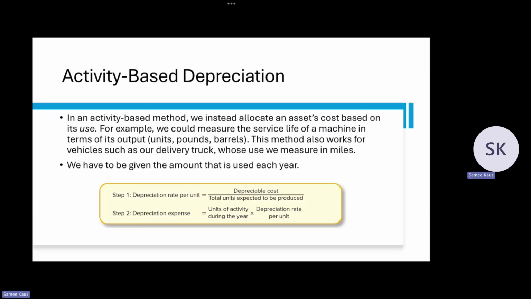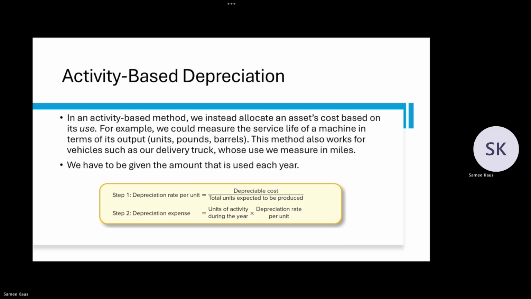So the last method of depreciation that we're going to talk about is activity-based depreciation. Activity-based depreciation probably makes the most sense to folks, because here I actually care about the amount that I'm driving this truck. I'm going to keep track of my miles, and I'm going to depreciate it on a per mile basis. That's for a truck specifically. You could also measure it in terms of outputs, pounds, barrels, whatever the output of this asset is.